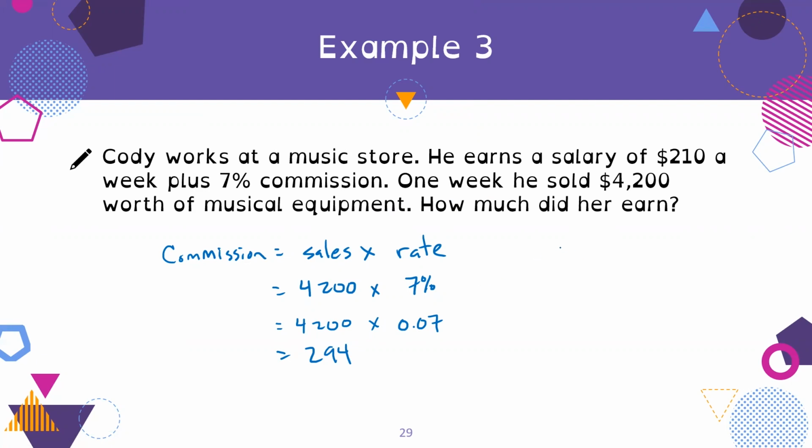Nope, because he had a base rate. So his total earnings are his base rate of $210. So he gets that no matter how much he sells, plus the commission of $294. So that means the total of 210 plus 294 is $504 are his total earnings for that week.